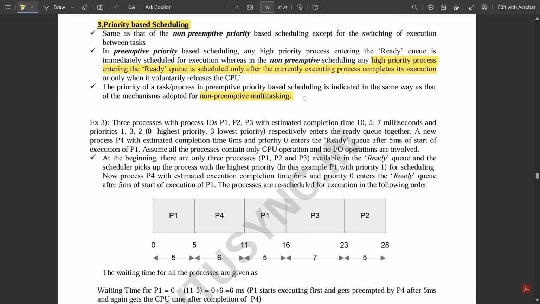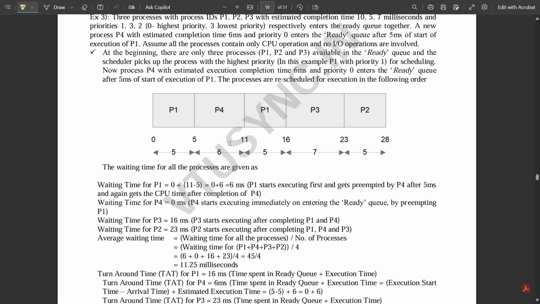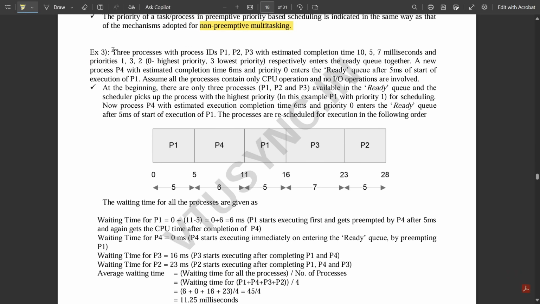Let us see with one example how priority based scheduling works. This is the question they have given. Three processes with process IDs P1, P2, P3 with estimated completion times of 10, 5, and 7 milliseconds, and they have given the priorities 1, 3, and 2, where in the bracket they have mentioned 0 as the highest priority and 3 as the lowest priority. They have given it in the reverse manner: the lowest number has the highest priority and the highest number has the lowest priority.